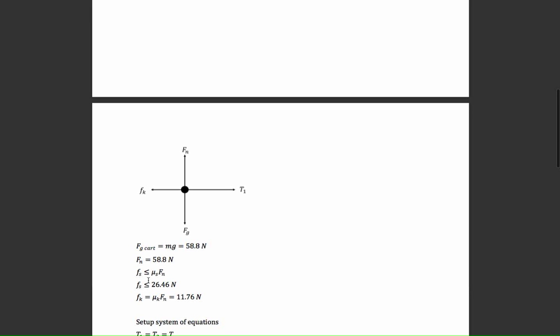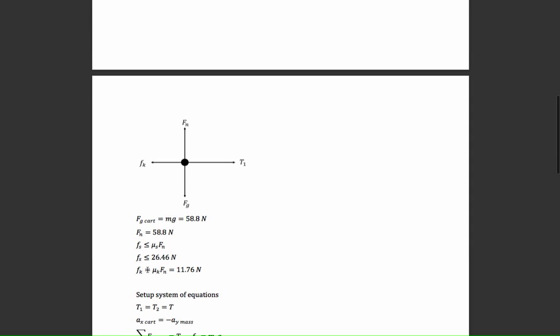We solved for the static friction right there. In order for the object to not move, the static friction had to be equal to or less than 26.46 newtons. We also solved for the kinetic friction, which equaled 11.76 by multiplying mu k times the normal force. Now Luke will go on to explain how we set up the system of equations.